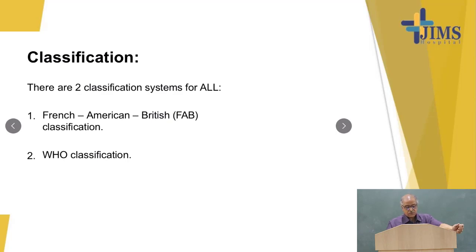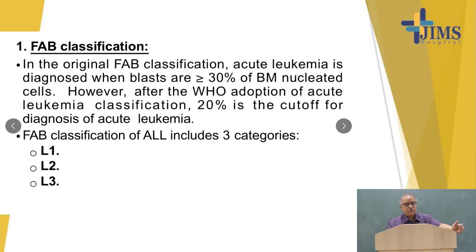Classification: there are two types of classification of ALL, the French-American-British or FAB classification, and the WHO classification, like that of myeloid leukemia. In the original FAB classification, acute leukemia is diagnosed when the blast cell count is greater than or equal to 30% in bone marrow nucleated cells. But in the WHO classification, the cutoff point is about 20% blast cells. In FAB classification, ALL includes 3 categories: L1, L2 and L3.